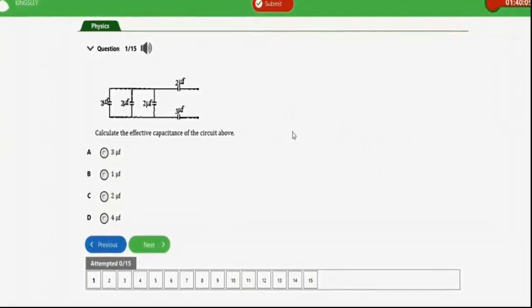In this video, we are going to learn how to solve these physics repeated questions under capacitance in series and in parallel, together with energy stored in a capacitor. So we're going to practice with 10 repeated questions for this topic. Let's get started. First one here says, calculate the effective capacitance of the circuit above.